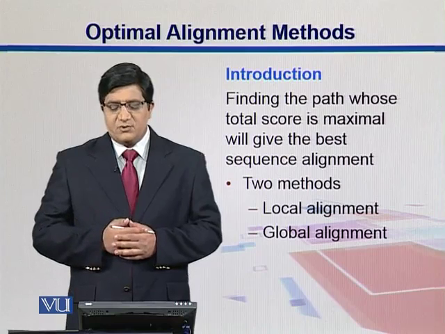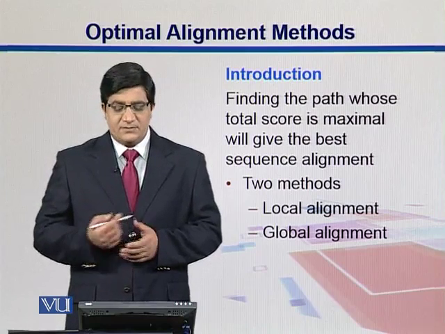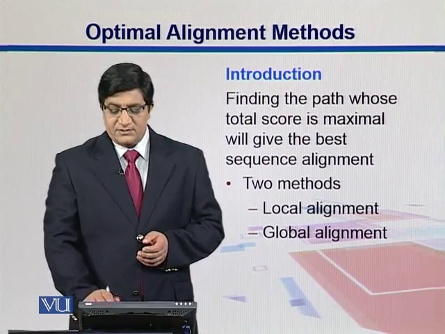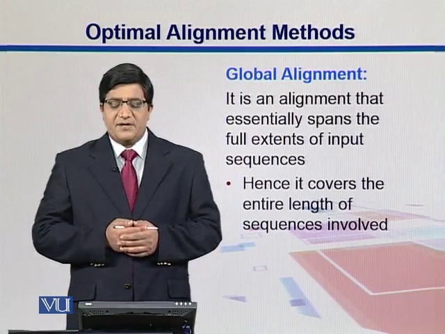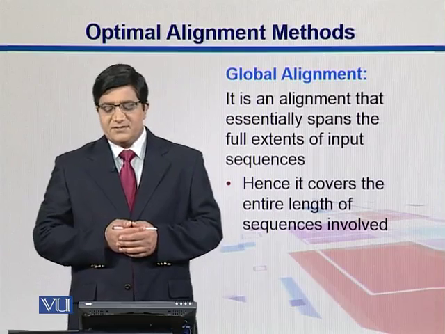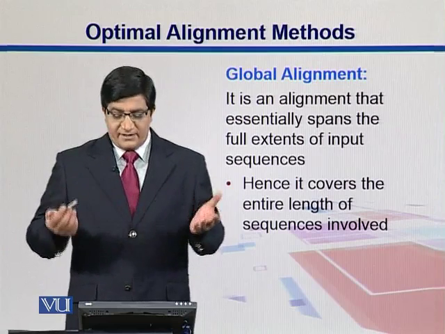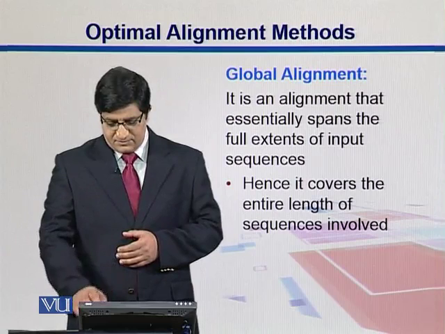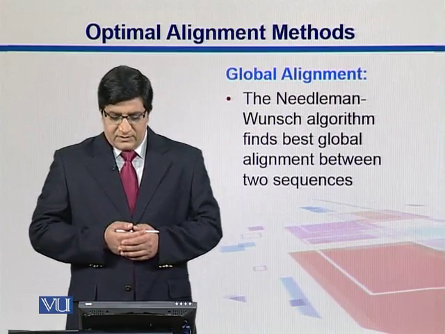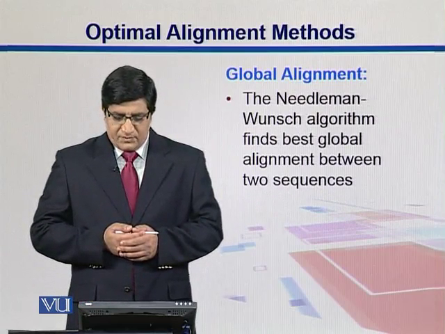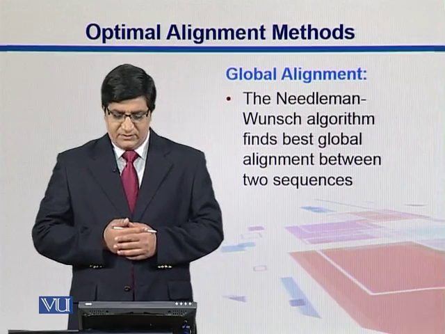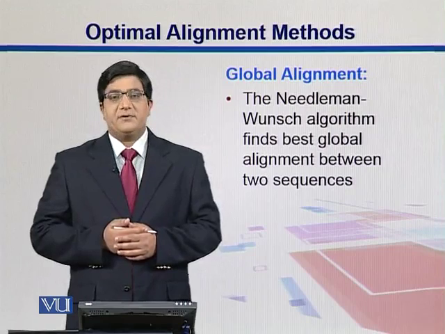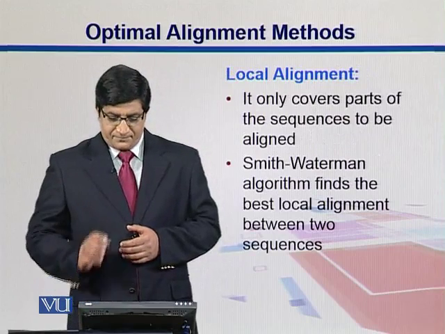There are two methods, local alignment and global alignment. We have seen that earlier also. In global alignment, it spans the full extent of input sequences. So actually it covers the entire length of both sequences, in simple language. The most famous global alignment algorithm is called the Needleman and Wunsch algorithm. That finds the best global alignment between two sequences.